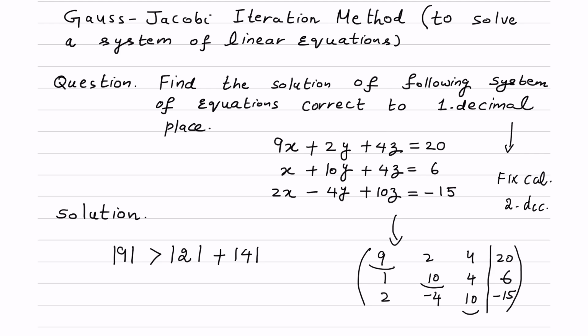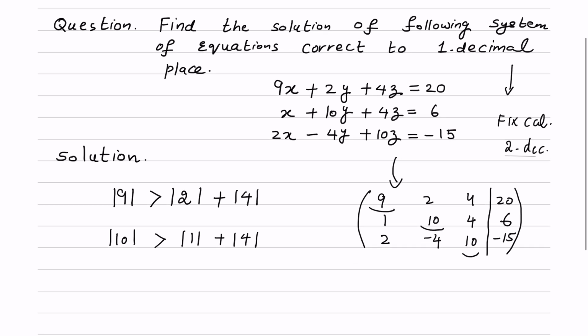Now in the second equation, the diagonal element is 10. Its absolute value should be greater than the sum of the other two coefficients, meaning absolute 1 plus absolute 4. And in the last equation, the diagonal element is 10. Its absolute value should be greater than the sum of the other two coefficients in that equation, which are 2 and minus 4, so absolute 2 plus absolute minus 4. If all these conditions are true, we will say our system is diagonally dominant.